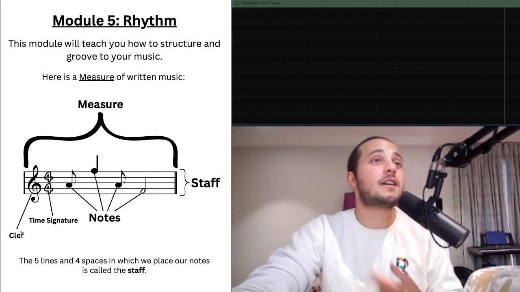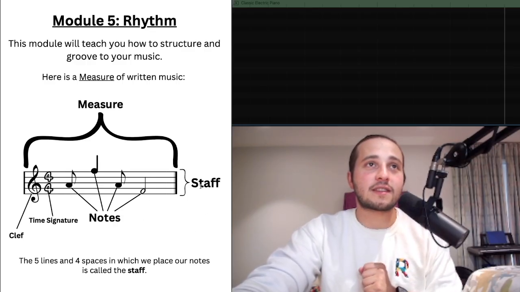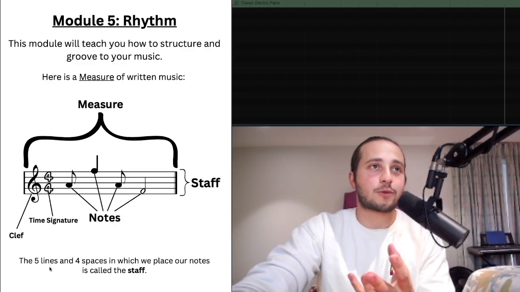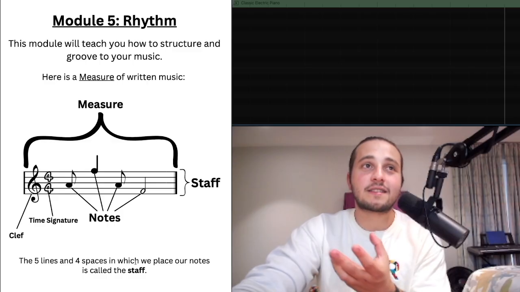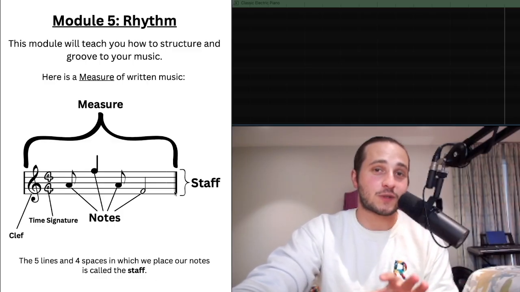We'll go over that. We have our clef, but we're not going to teach that just yet. And then we have our notes in there, and then we have our staff, which is the 5 lines and 4 spaces in which we place our notes. So this is what a measure of music looks like.